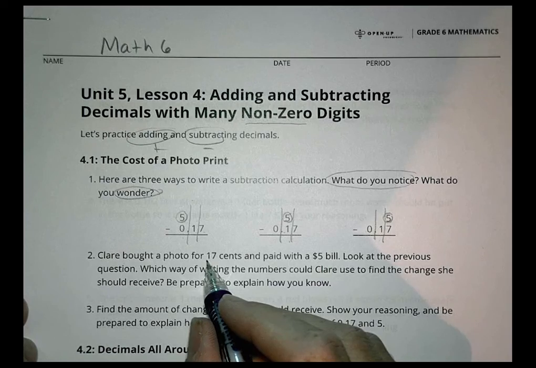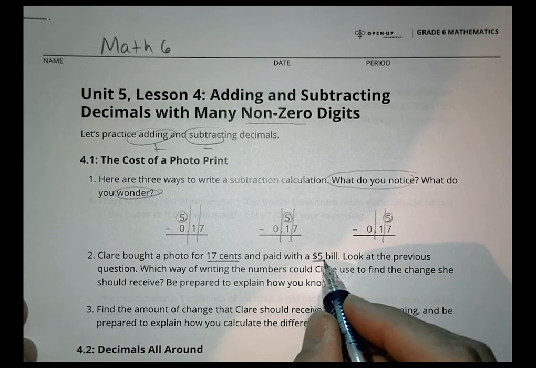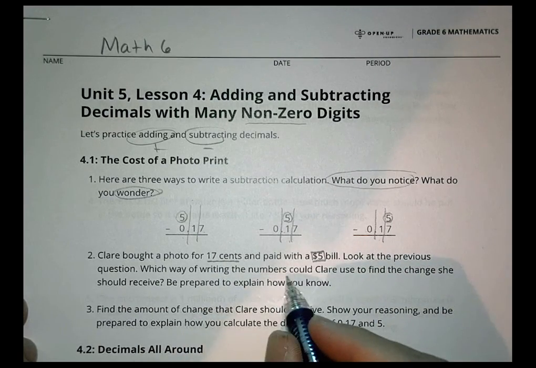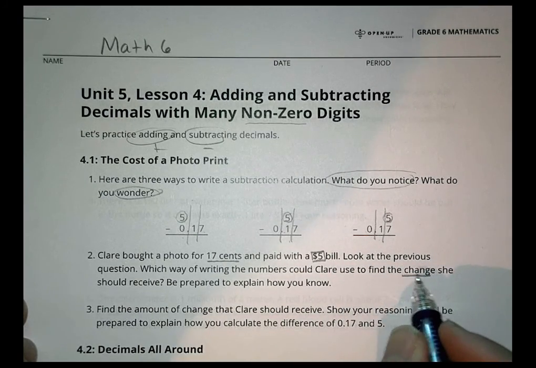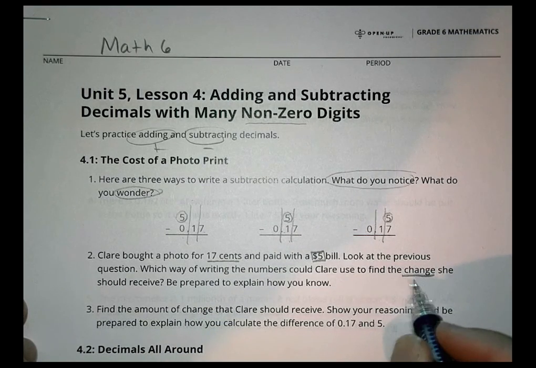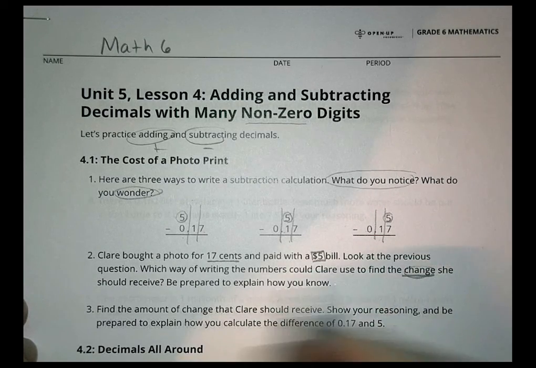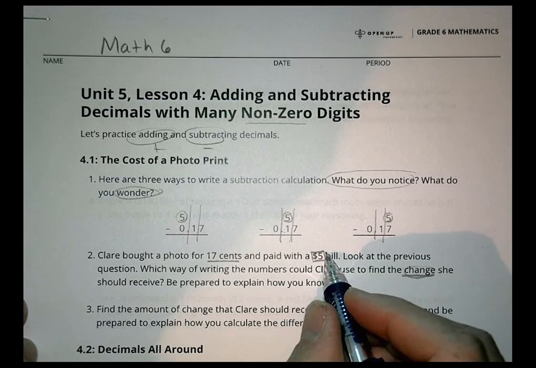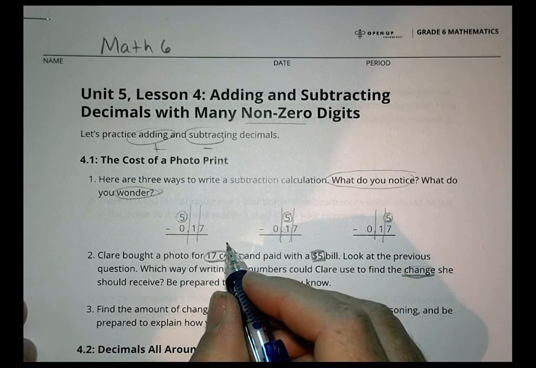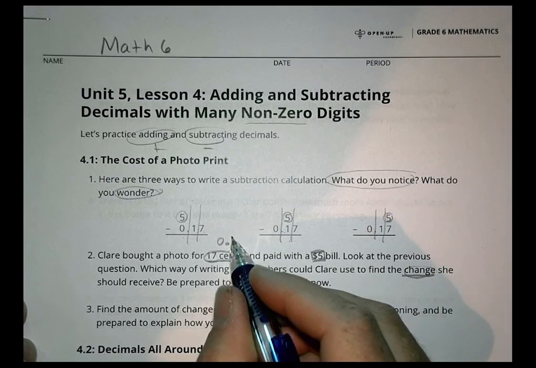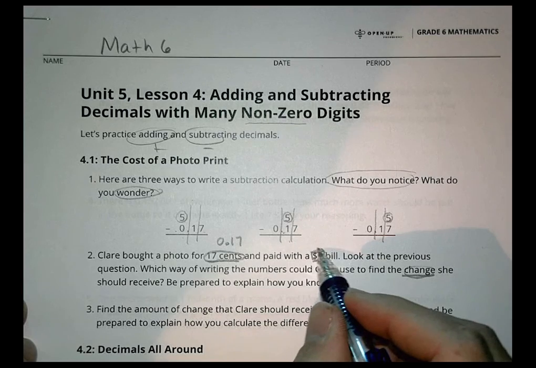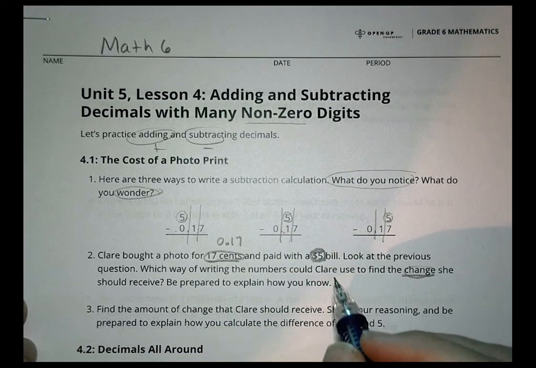Claire bought a photo for 17 cents and paid with a $5 bill. Okay, look at the previous question. Which way of writing the numbers could Claire use to find the change she should receive? So change is kind of what's left after you take something away, right? That's our change. Be prepared to explain how you know. So we have a $5 bill and we have 17 cents. Now 17 cents would be written in terms of money, we would write it as 17 cents. So that's the 17 cents part there. So the question is, where does the $5 go?